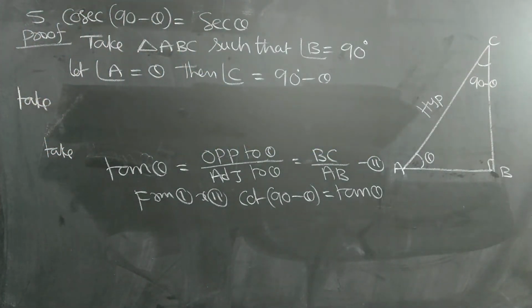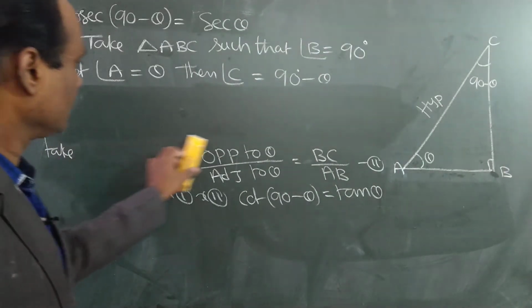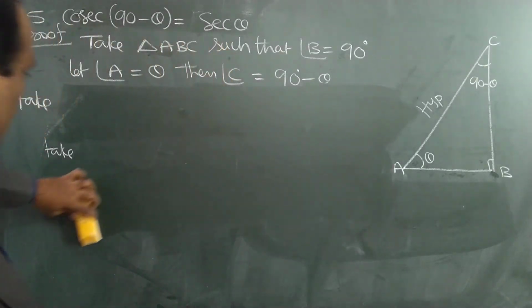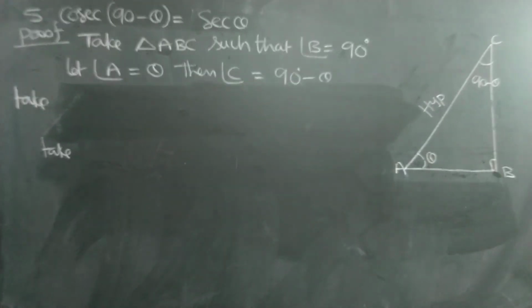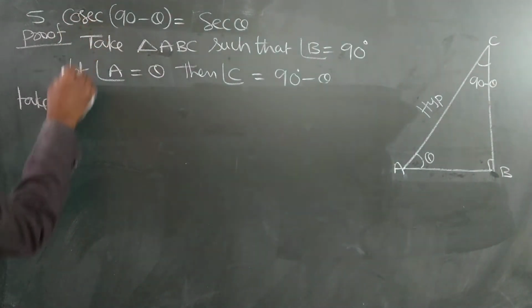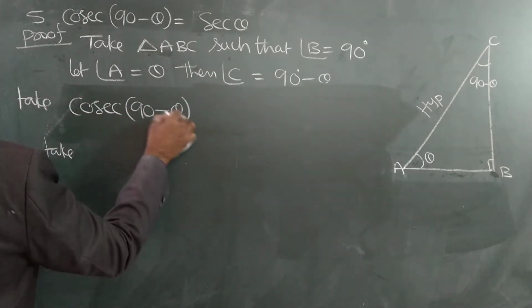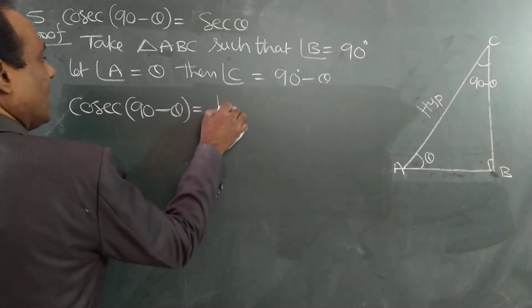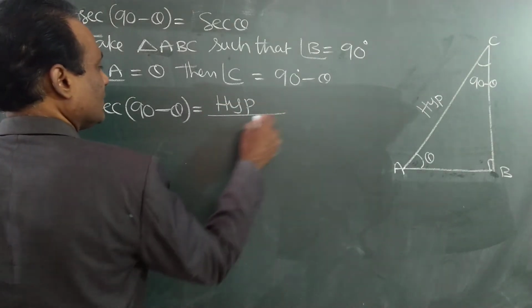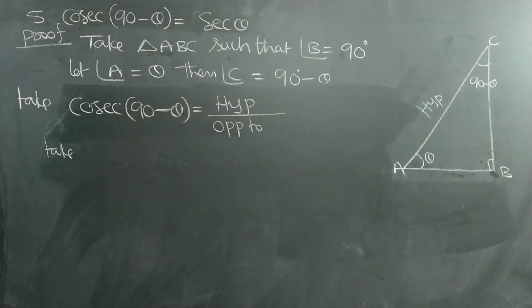Cosecant 90 minus theta is equal to secant theta. You start the proof. Cosecant. What is the cosecant definition? See the definition of cosecant theta. Hypotenuse by opposite. Cosecant definition is hypotenuse by opposite.